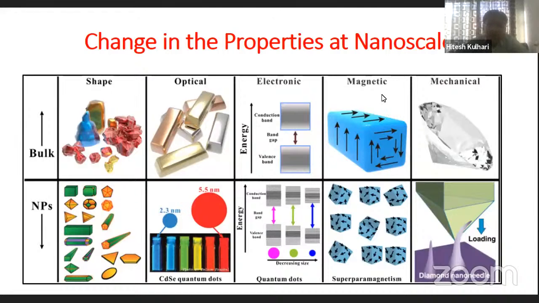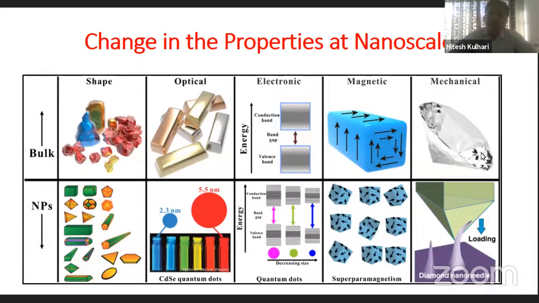Similarly, if we convert the bulk material into a nanoparticle, then the magnetic property of the particle may also change, like iron oxide. If we convert bulk iron oxide into iron oxide nanoparticles, they will become superparamagnetic nanoparticles, which are generally used in MRI, magnetic resonance imaging. You might have heard about that technique, which is the most commonly used, or you can say most reliable, technique for diagnosis at present.